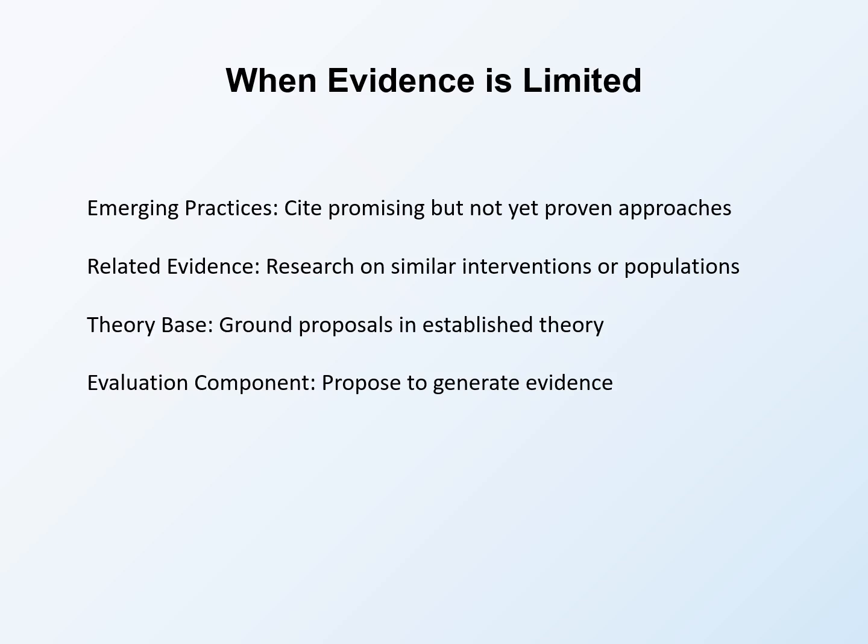Draw on related evidence when direct evidence is unavailable. If no research exists on your specific intervention with your specific population, look for evidence on similar interventions or the same intervention with related populations. Explain how findings might reasonably apply to your context while acknowledging the adaptation.